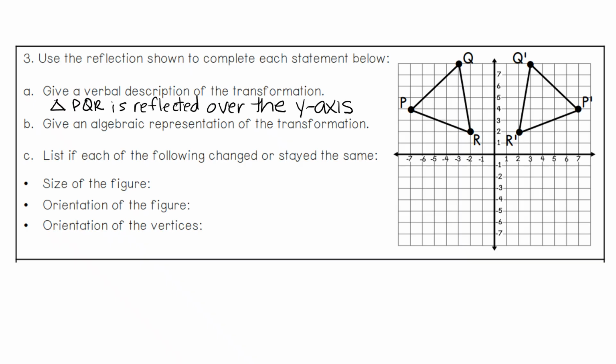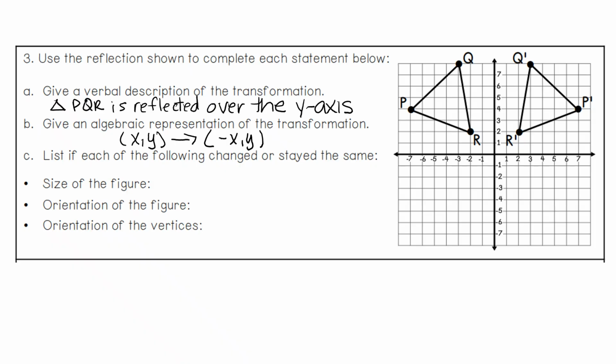Give an algebraic representation of the transformation. So this is over the y-axis. So when you go over the y-axis, the x changes. So I have the point x and y, and the x coordinates change to the opposite while the y stays the same.